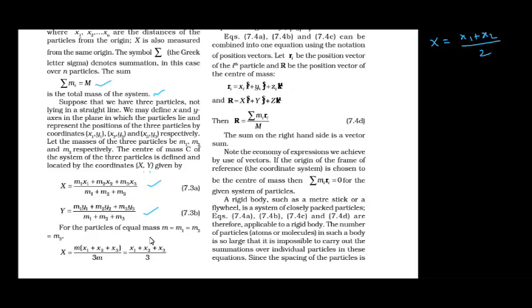For equal masses, again, if m1 is equal to m2 is equal to m3, which is equal to m, then we can write x is equal to m common, x1 plus x2 plus x3 upon 3m. m gets cancelled, and x1 plus x2 plus x3 upon 3 is left.